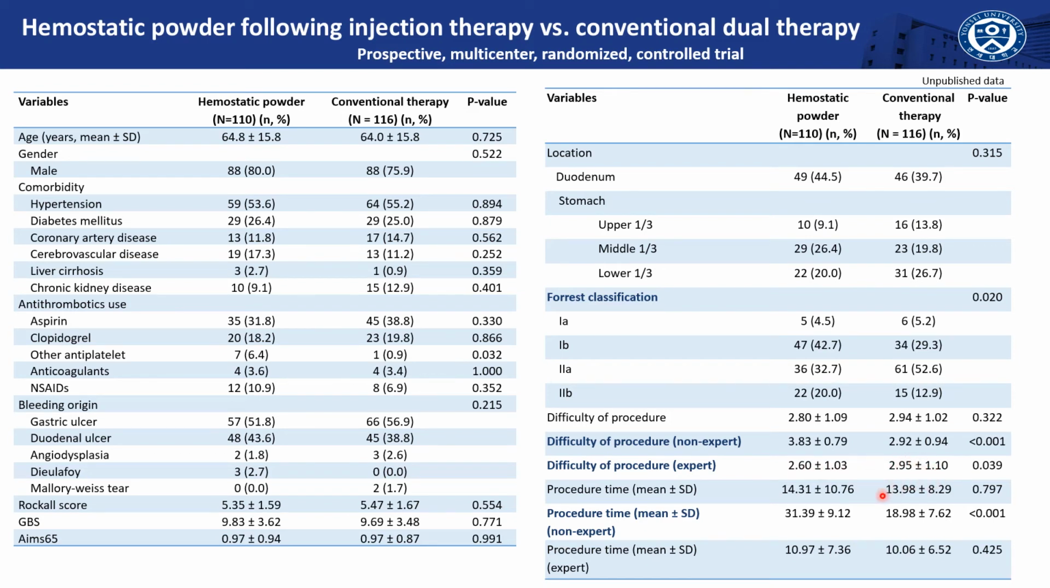So that means the non-expert group is usually not familiar with using hemostatic powder. So I think there's some learning curve, but the expert group has a lot of experience managing hemostasis. So it makes sense that the powder is very easy to use compared to clipping, which is a very specific modality. Also, the procedure time shows that the non-expert group has a longer time in the powder group, but there's no difference in the expert group.